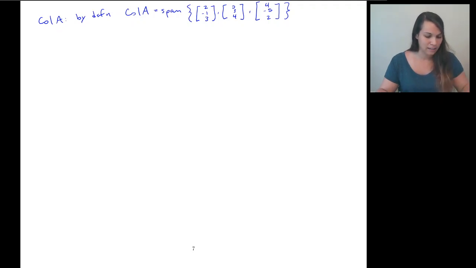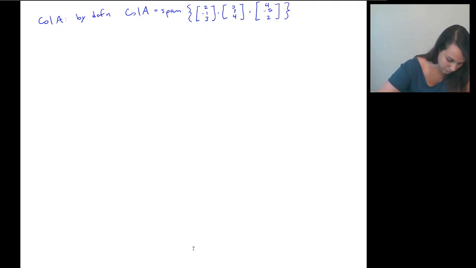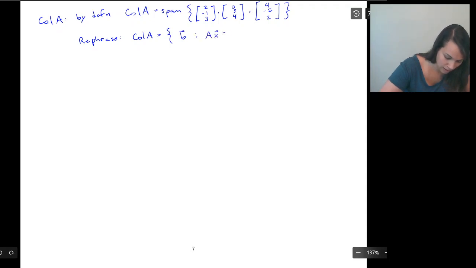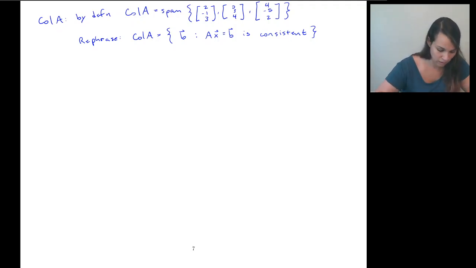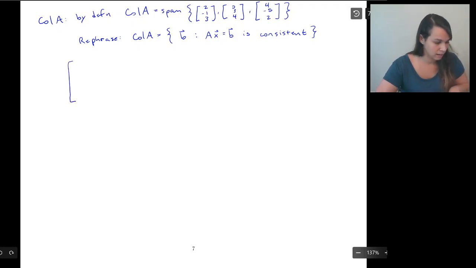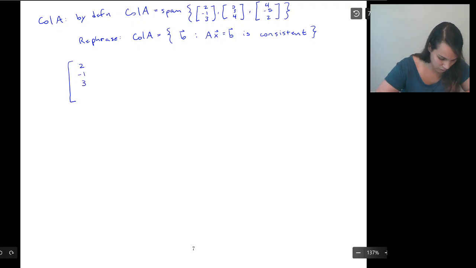The answer is yes. Remember from the rephrase that I gave you, col A would be the set of all the B's such that Ax equals B is consistent. Okay, so I could go after what's going to be consistent for this system of equations. So let's go ahead and do that. Let's pick an arbitrary B, B1, B2, B3, and we're going to put that on our right-hand side. So that's going to be 2, -1, 3, 0, 3, 4, 4, -5, 2, and then B1, B2, B3.